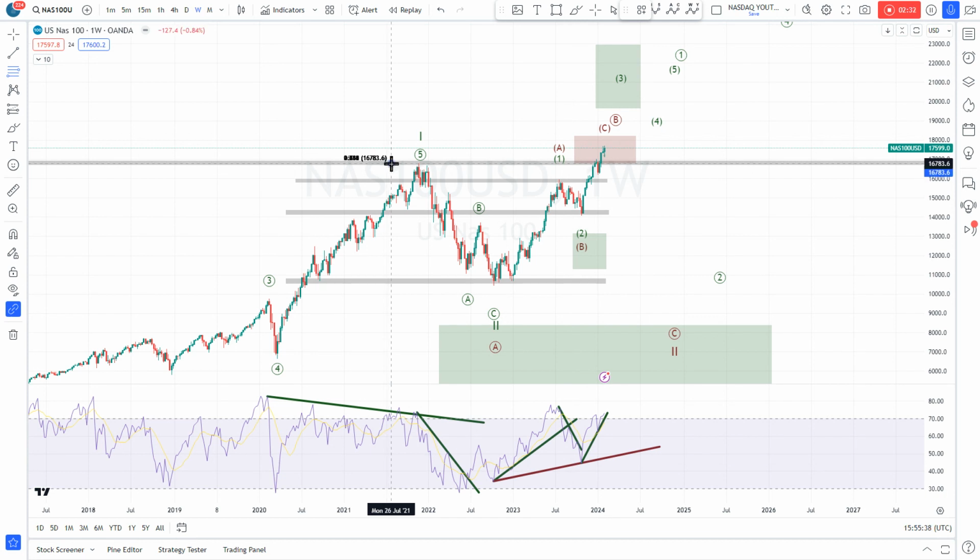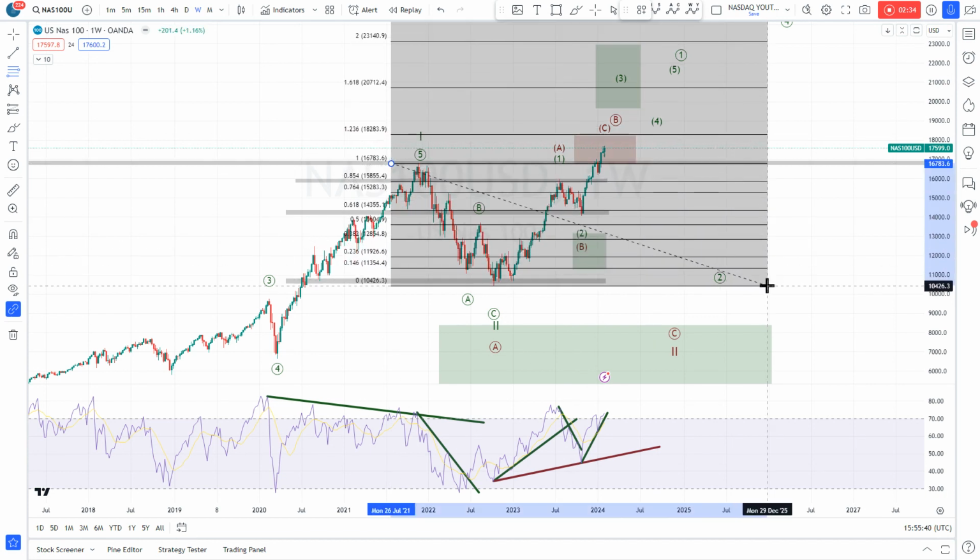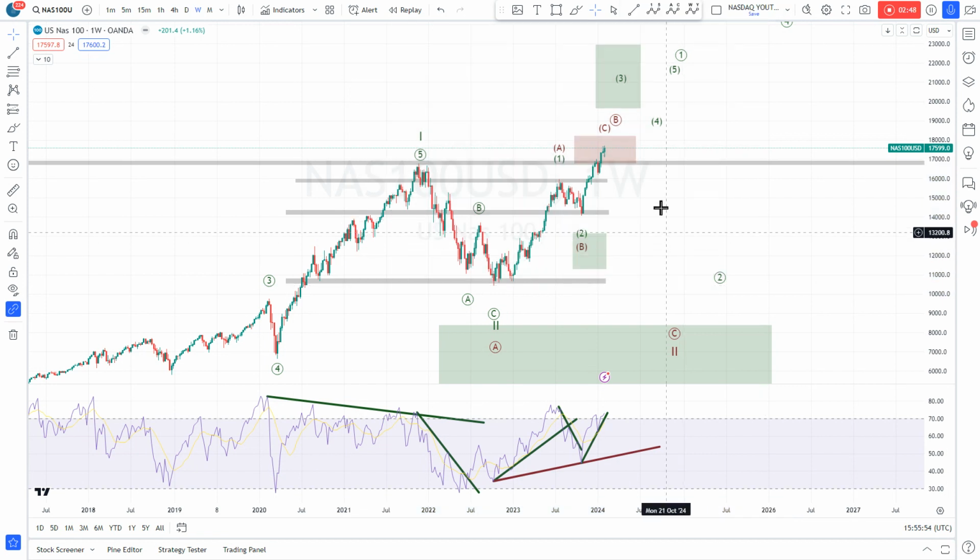Now, for this bearish scenario to play out, it is important that we stay in this area right here. If we take the length of our wave A, then the overshooting wave B is supposed to stay in the area between the 1 and the 1.236 FIB extension. So we are currently in that area. So it is still possible, this overshooting wave B scenario.